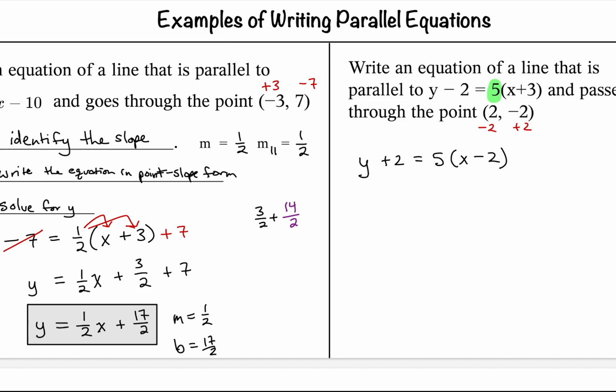We're going to move the plus 2 over to become minus 2. Zero that part out. Distribute the 5. We're going to get y equals 5x minus 10 minus 2, giving us y equals 5x minus 12.